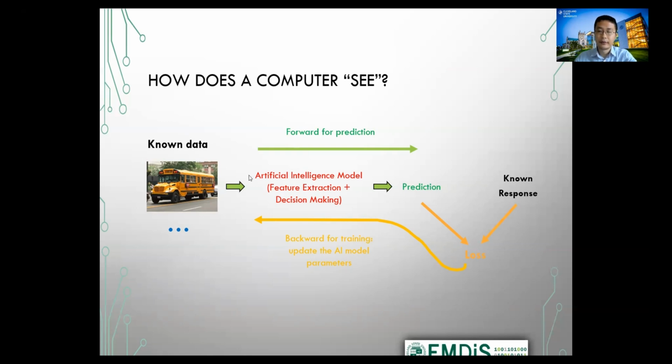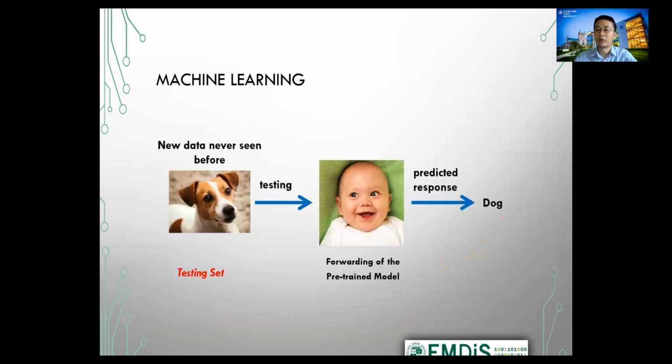We repeat this for many, many iterations, and we show other data in the training set. In this way, this model can be well trained, so you can have a pre-trained model. When you see new data that I have never seen before, it can be fed into the pre-trained model. This is forwarding for the pre-trained model with this new data, and we can have the predicted response. That's a dog. Even though this machine never saw this new data before, because of training, this machine can still recognize this is a dog.